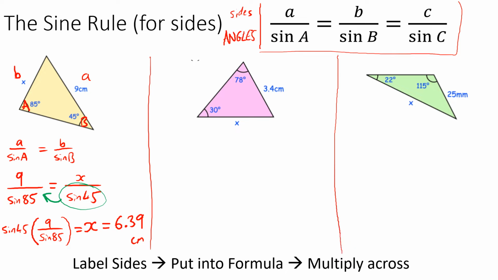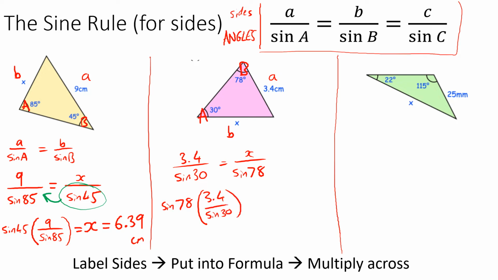So again, label our sides. So we've got A and B. Label our angles, A and B. Fill them into the formula. So 3.4 over sine 30 is equal to X over sine 78. Multiply across by the sine 78. We'll get sine 78 times 3.4 over sine 30 is equal to X.